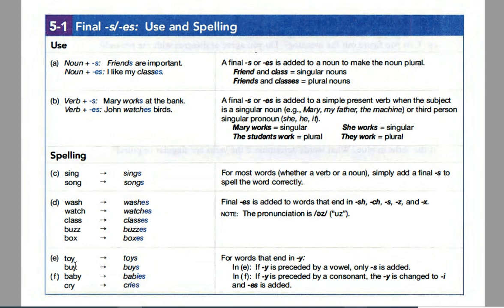Lastly, for words ending with Y, we have to add S if there is a vowel before the Y, like in toy, where before the Y we have a vowel O. You know we have 5 vowels: O, E, I, A, and U. So when we find a vowel before the Y, we keep S only. If we don't find it, like in baby, where we have B, we change Y to IES. Cry, with an R consonant, so we change it. That's the first subject verb agreement.